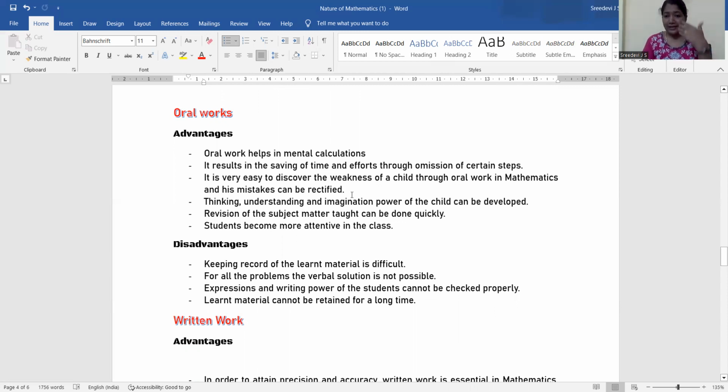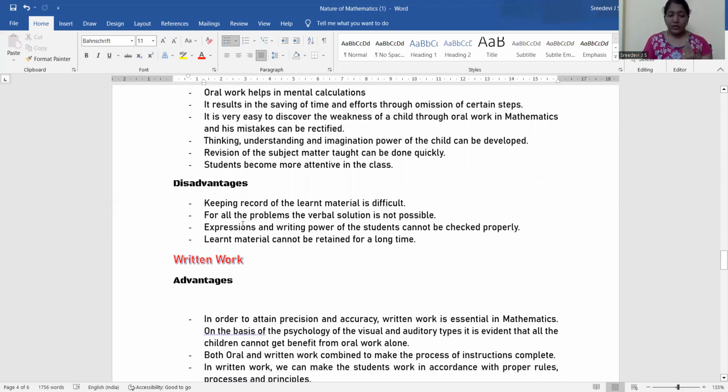See, if we are asking orally, the teacher is able to identify the mistake very easily because it is a one-on-one discussion. Then the thinking, understanding and imagination power of the child can be developed. Revision of the subject matter taught can be done quickly and students become more attentive. See, if my turn comes, the teacher will be asking me. So the attentiveness will be more in oral work.